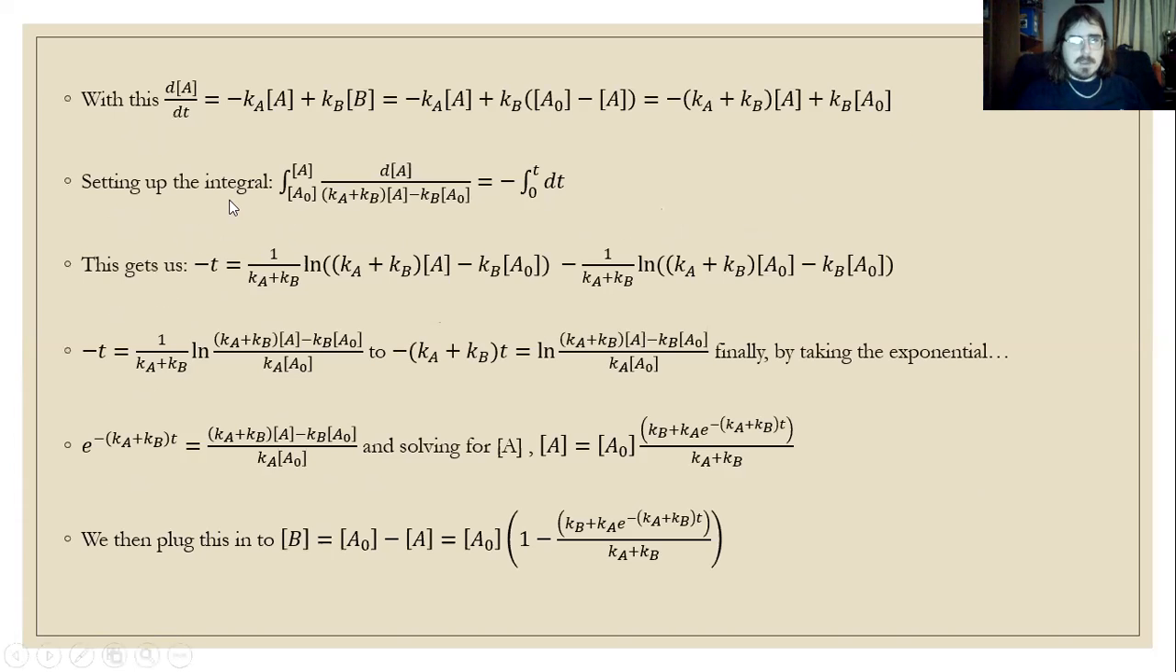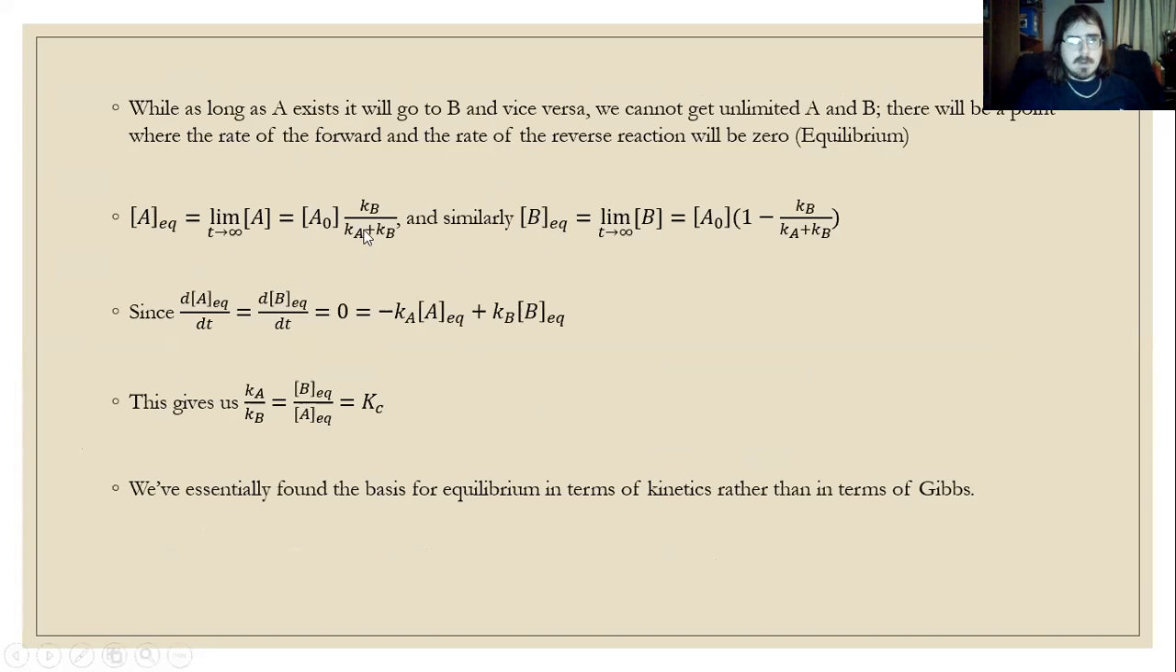So let's jump back and look at this equation. If this is the limit of A, if we let time go to infinity, well, this all cancels out, so it's negative infinity. This whole term goes to 0, and so you have Kb over Ka plus Kb. So that's what you have, A0 Kb over Ka plus Kb. And similarly, if we allow time to go to infinity, B is equal to 1 minus Kb over Ka plus Kb.